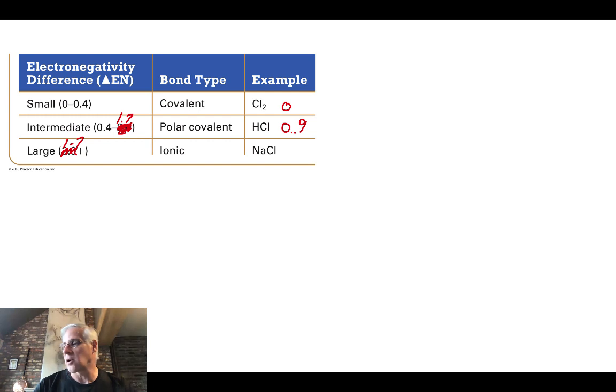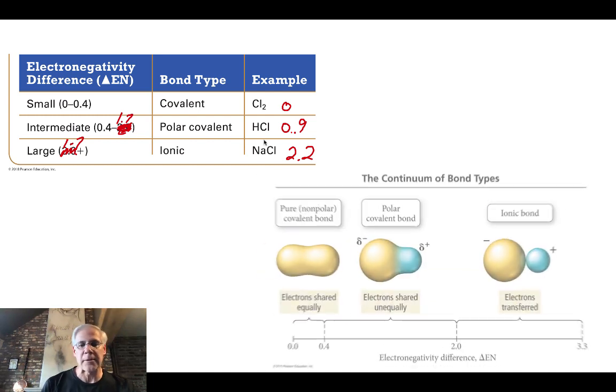And for ionic, you have sodium chloride. I do not know what that difference is off the top of my head. We'll say it's 2.2, just as an example. So that's greater than 1.7, and so that would be ionic.